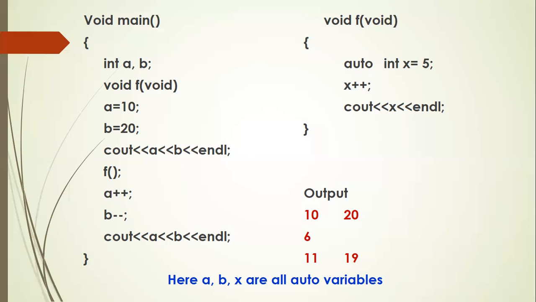Next, we have to understand two terms called scope of a variable and longevity of a variable. Scope of a variable determines up to what part of the program the variable is available for use. So it's nothing but another name for storage class. And the second one is longevity of a variable.